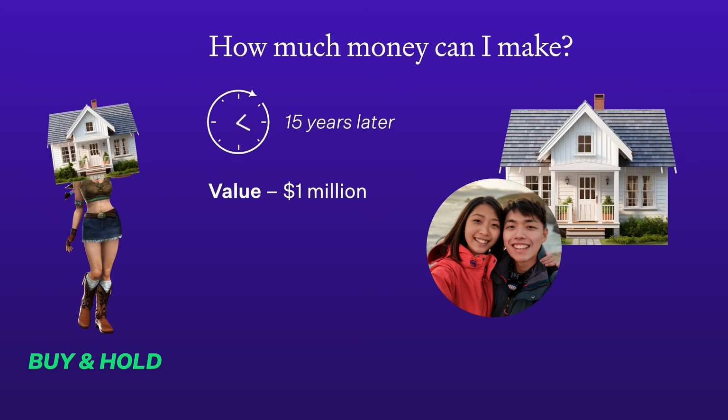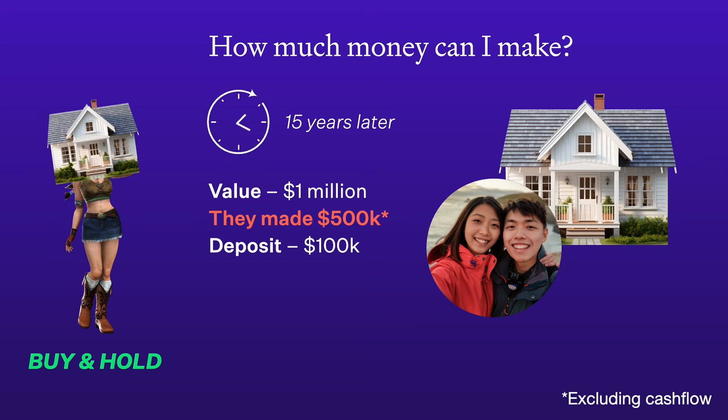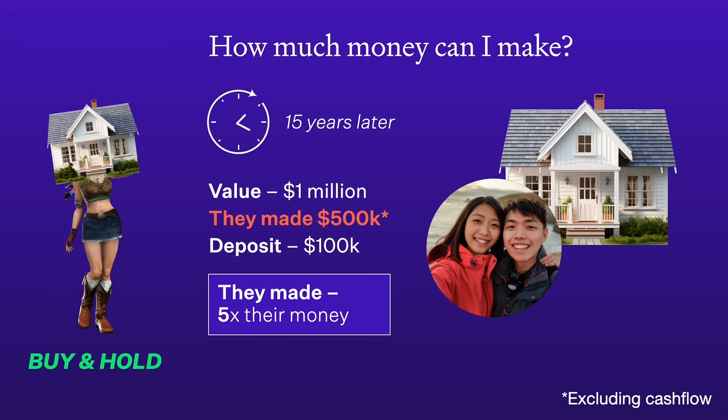That property that you bought for 500 grand is now worth $1 million. So you've made $500,000. That's been the increase on your property that you purchased. And that's been based on your $100,000. So you put in $100K, you got out that deposit plus an extra $500,000. You've basically 6 times your money.